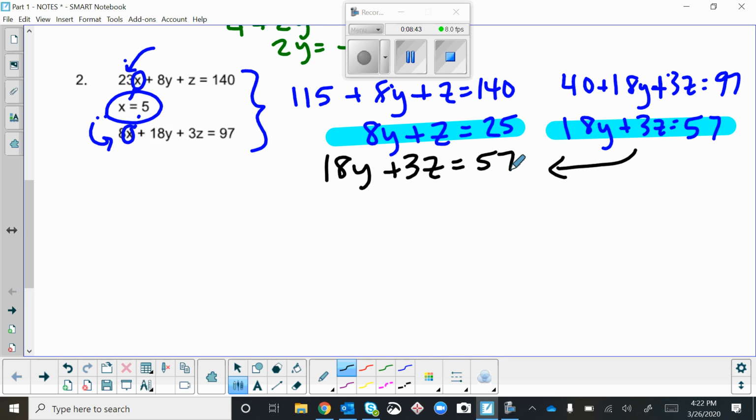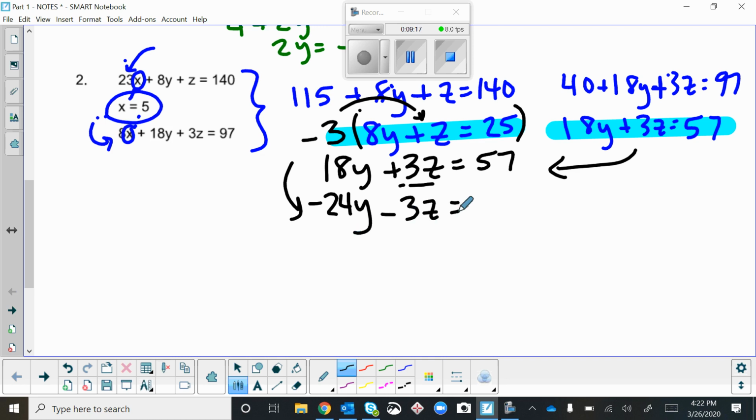So here's what I'm going to do. I'm going to take this equation and multiply everything by -3. Because once I distribute that through to here, that will be -3z, and it will cancel with this one. Okay. So let's bring that down here. -3 times 8y is -24y. -3 times +z is -3z. And -3 times 25 is -75.